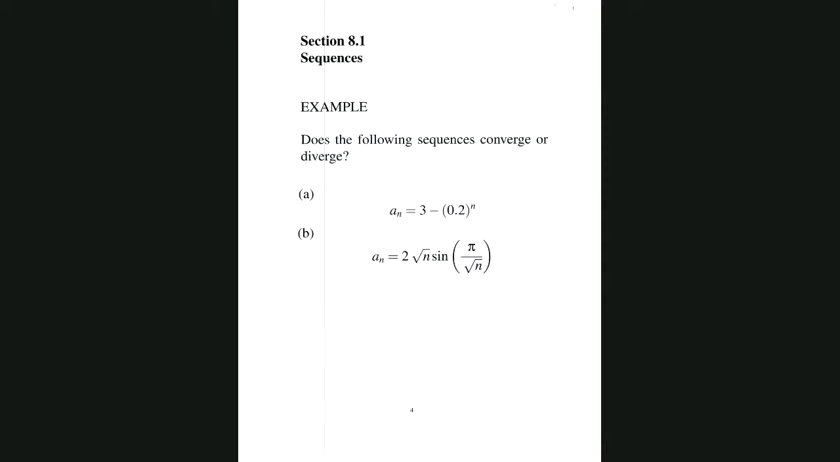Okay. So the first sequence is 3 minus 0.2 to the nth power. 3 minus 0.2 to the nth power. So the question here is, what does this 0.2 to the nth power do as n gets large?